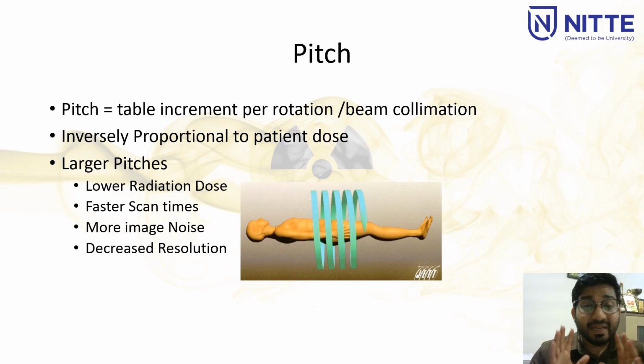In the pediatric protocol specifically, we have to set pitches approximately between 0.9 and 1.5, with the exemption of maybe the temporal bone, where you require higher detail. Except for those, you can use 0.9 to 1.5 pitch for pediatrics.